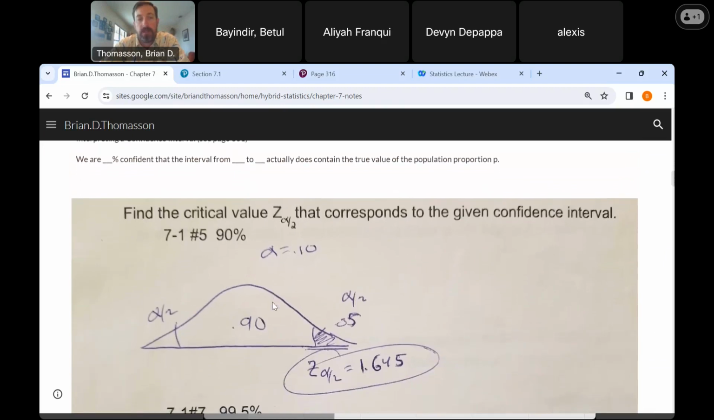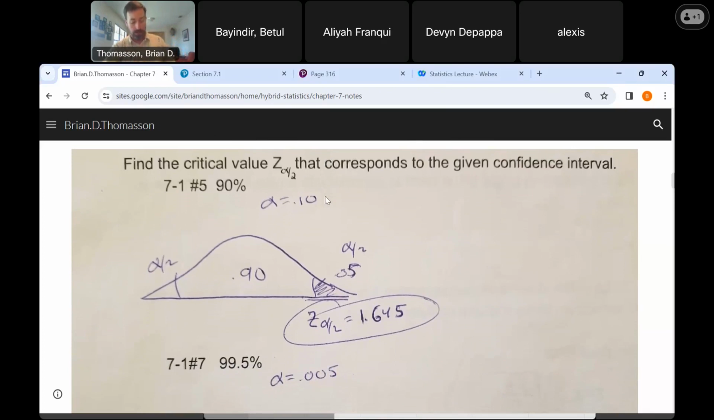All right. And when we go back to those red and green bars, we have this sentence that we're going to fill in. So we can say we are 95% confident that the interval from whatever our interval is, 0.49 to 0.51, actually does contain the true value of the population proportion P. So what that means is we're 95% confident that we got a red bar and it captures the true value of P and not a green bar.